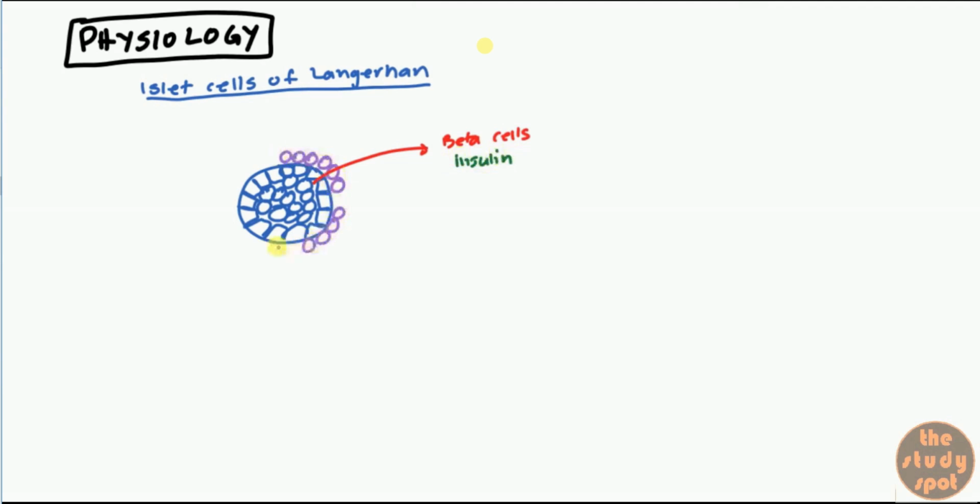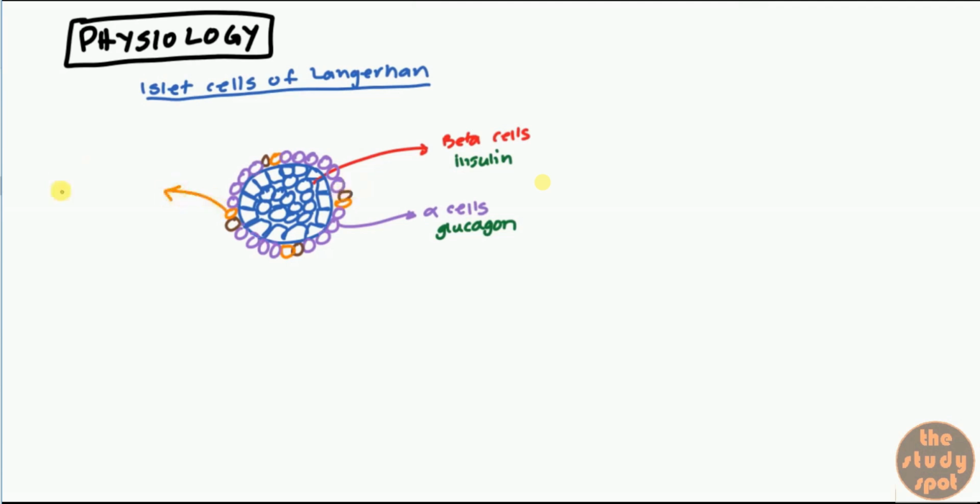Now, surrounding the beta cells, there are these other cells known as the alpha cells. And these alpha cells secrete glucagon. Glucagon is known as anti-insulin, or you could think of it as having the exact opposite effects of insulin. Since insulin will cause the glucose levels to go down, glucagon is going to try to maintain the glucose levels higher.